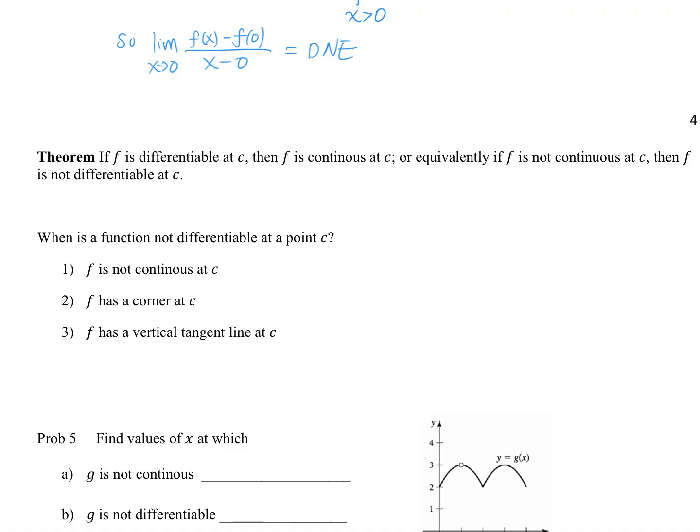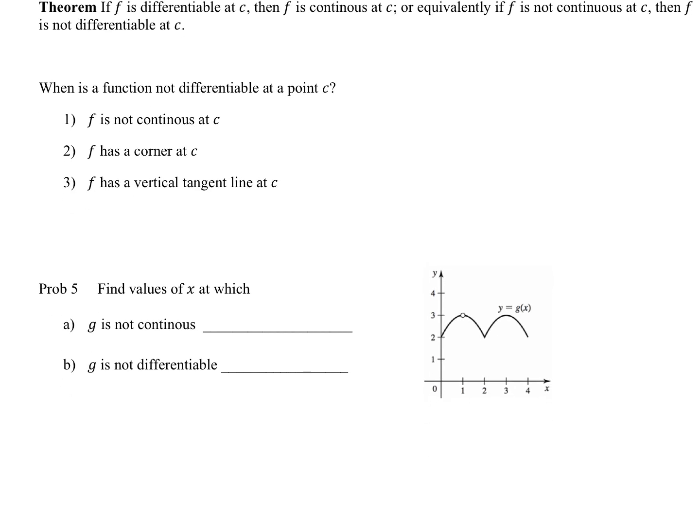All right, let's close this section by looking at this graph. Find the values of x at which the following is true. The first one is G is not continuous. So let's look inside the interval from 1 to 4. This is the only point that's not continuous, right? So we're going to say only at x equals 1.